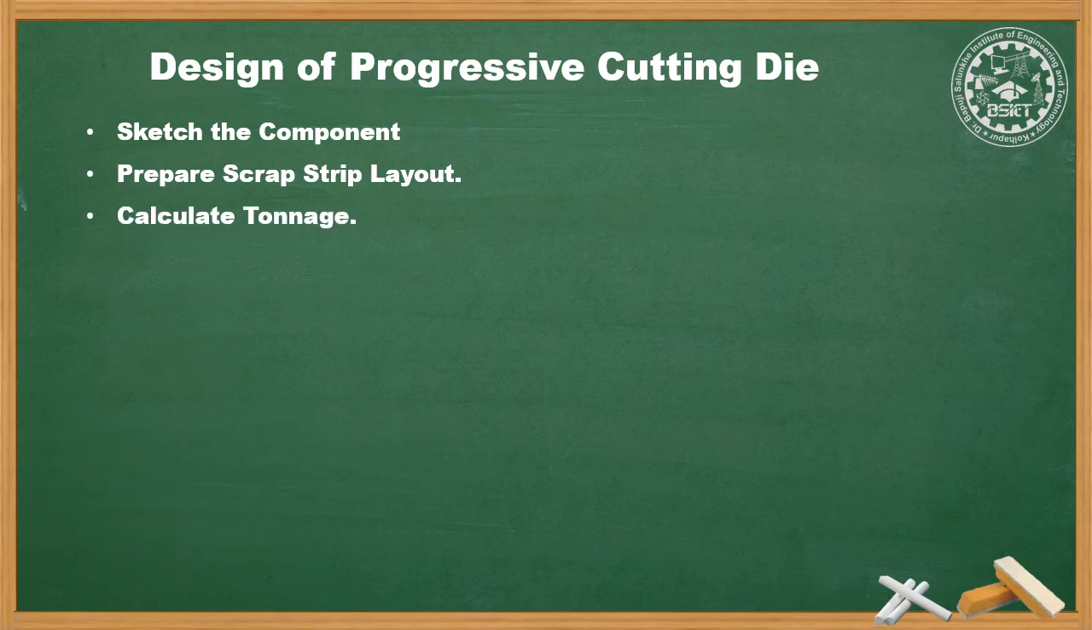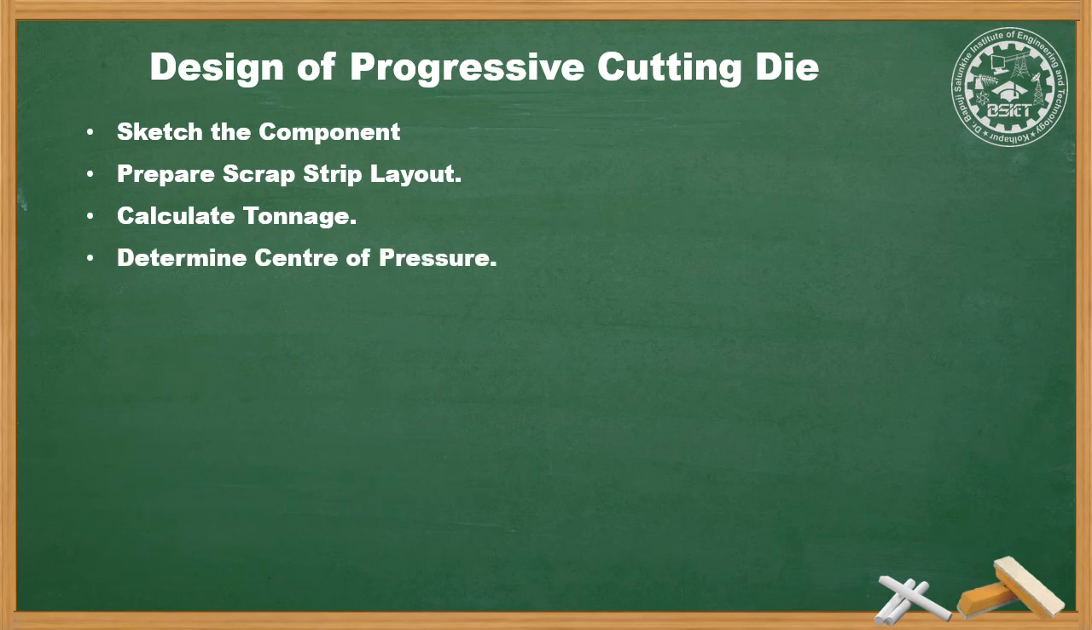Third, calculate the tonnage. Various calculations regarding the design of the die are made. To calculate the tonnage capacity of the press, calculations such as shear force, stripping force, total force and tonnage capacity are required for the complete design purpose.